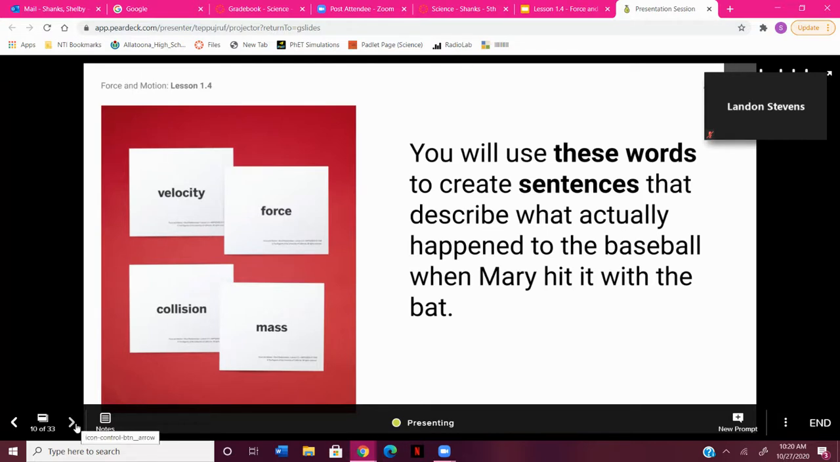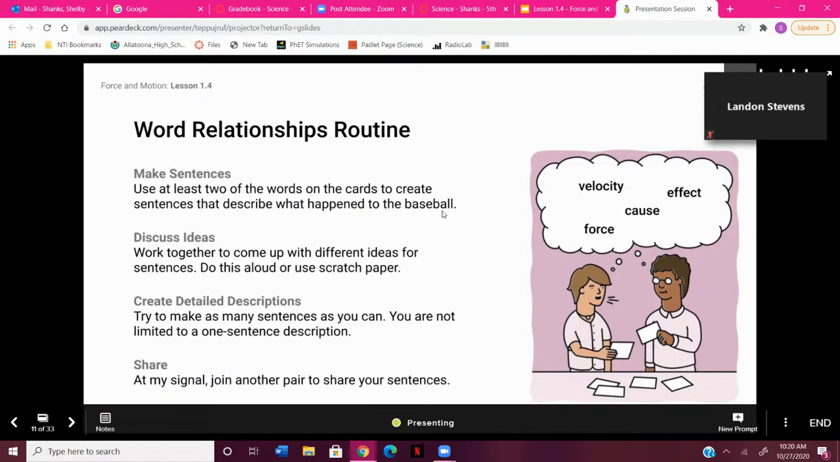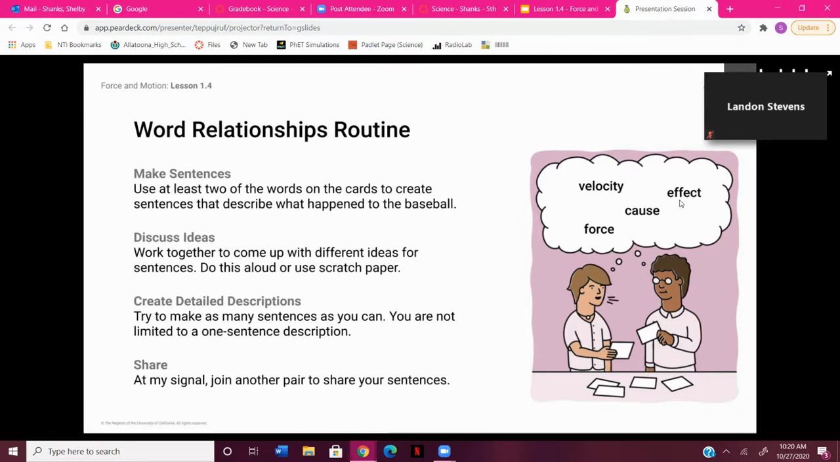the next slide because you've got 4 vocab words that you are going to use, and they are velocity, force, cause, and effect. And you should be familiar with these. We've been using them the last few days and last week.